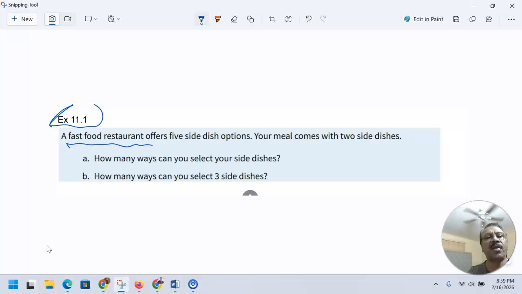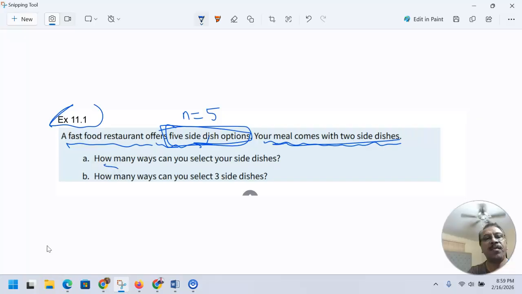This is 11.1. A fast food restaurant offers five side dishes. So that's the main one. That means your n is five. Your meal comes with two side dishes. So how many ways can you select your side dishes?